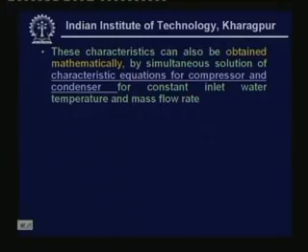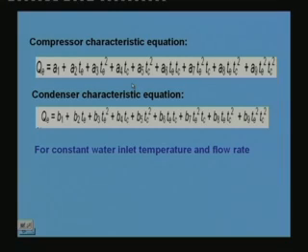Now, these characteristics can also be obtained mathematically by simultaneous solution of characteristic equations for compressor and condenser for constant inlet water temperature and mass flow rate. So far we have used the graphical method for obtaining the balance points, okay, between the compressor and the condenser, that means for the condensing unit. The same balance point can also be obtained if you know the characteristic equations for the compressor and the condenser, okay. How can you do that?